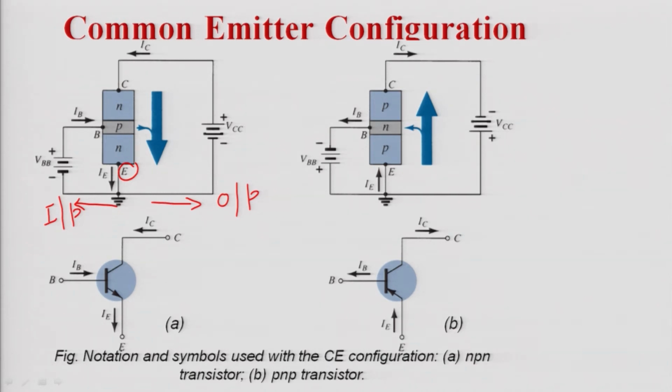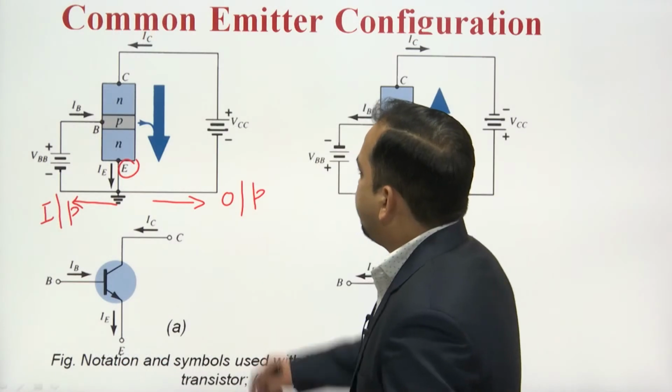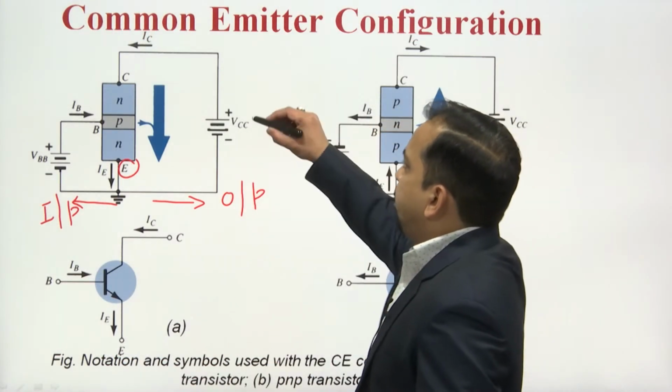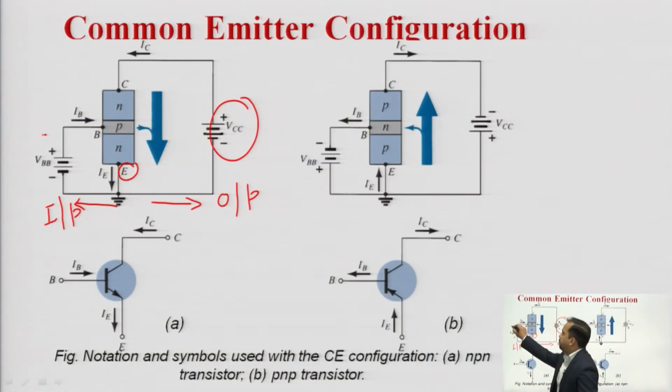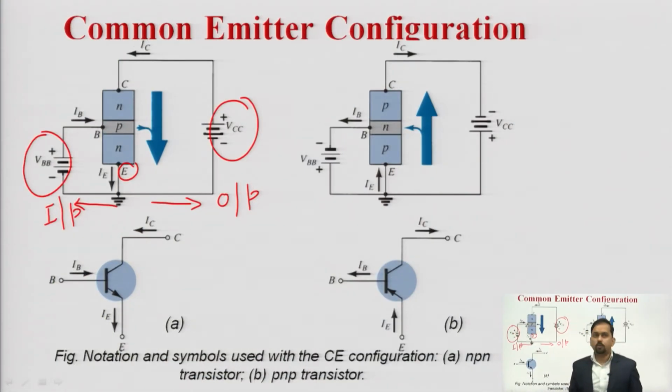So, here we can see that in this common emitter configuration we are applying some bias, means we are adding VBB towards the input side and VCC towards the output side, and we have both the configurations. We have NPN and we have PNP transistors, and correspondingly for NPN and PNP we have the symbols.